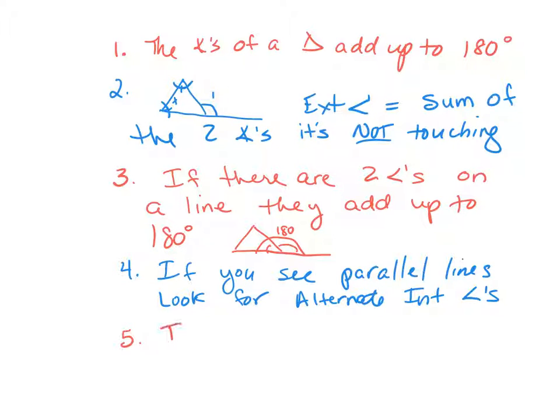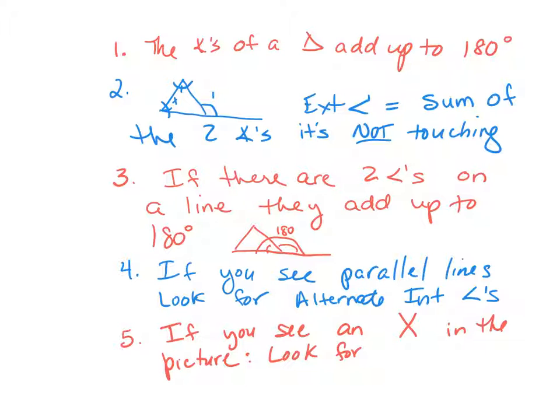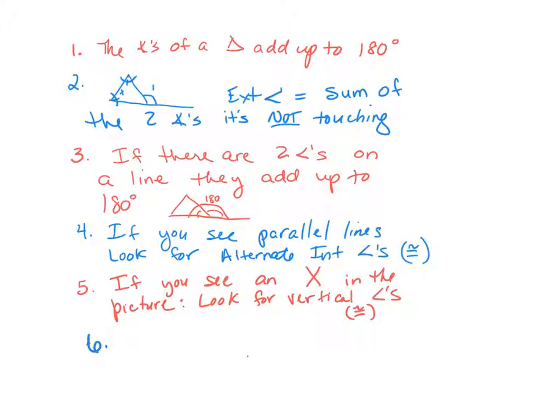If you see an X in the picture, look for what? What kind of angles? Look for vertical angles. And what do we know about them? They are congruent. What do we know about alternate interior angles? They are congruent. Okay? Last rule.